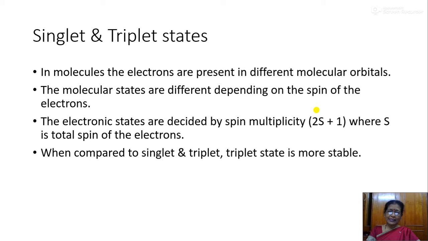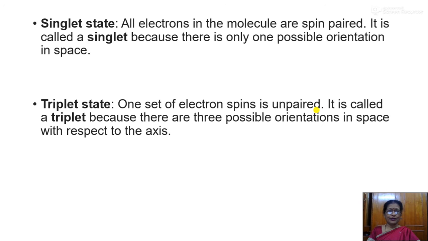The electronic states are decided by spin multiplicity, that is 2S plus 1, where S is the total spin of the electron. When compared to singlet and triplet, the triplet state is more stable. Let us see how it is proved.